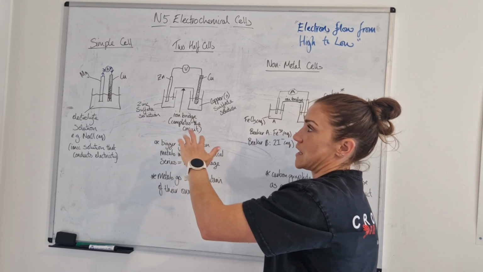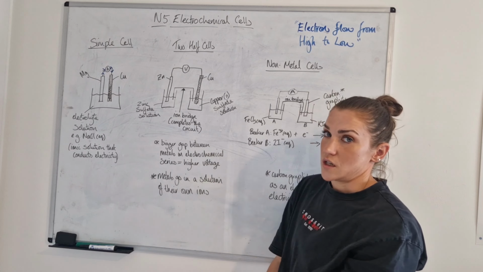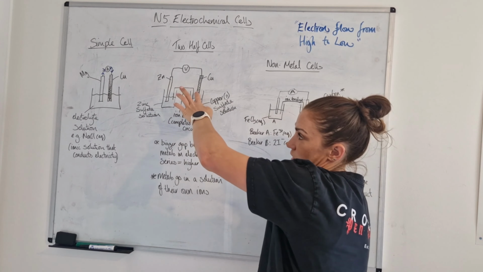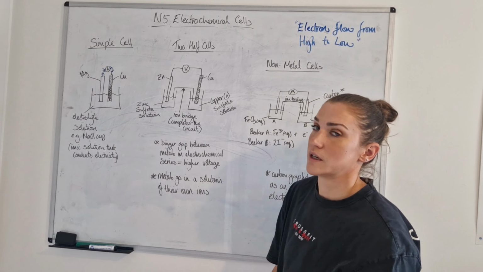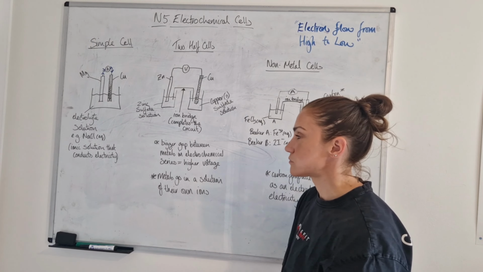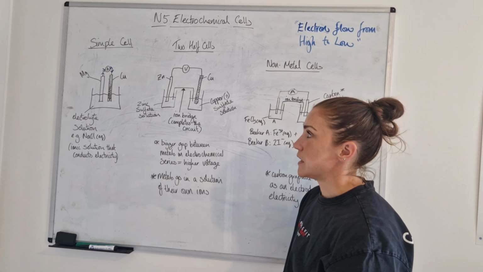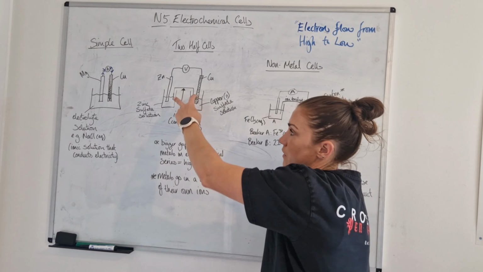So if you're asked in the exam what's the purpose of the ion bridge, you just say it completes the circuit. You could be asked to name what it's called as well. So again, ion bridge or salt bridge. This time though, I've got different metals. I've got zinc and copper in here.